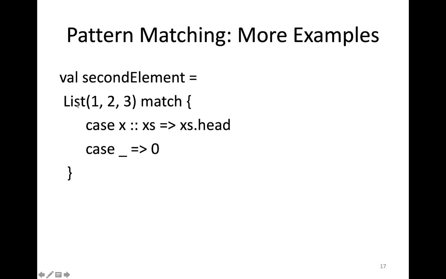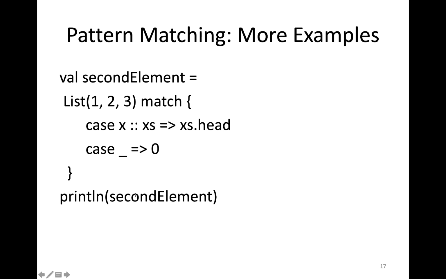So that means if this list is not empty, this pattern will be matched, and in that situation, the head of the second part of this list, that means the second element of the list, correct, that will be returned. If for some reason this list is empty, that will match with this case, and we are returning 0. You can return anything else depending on your situation.